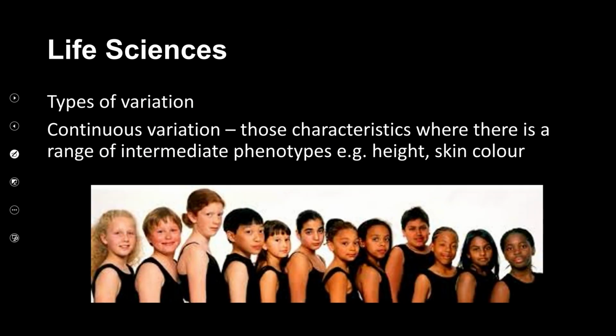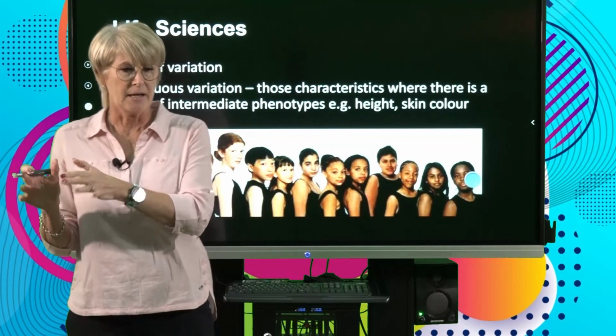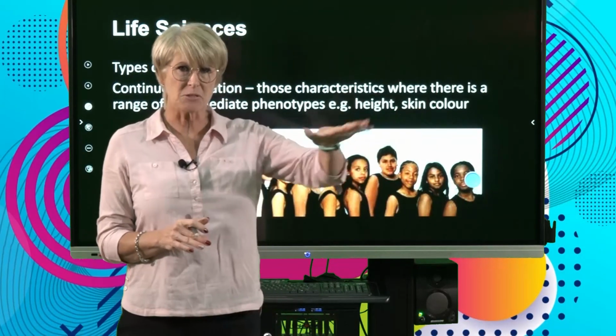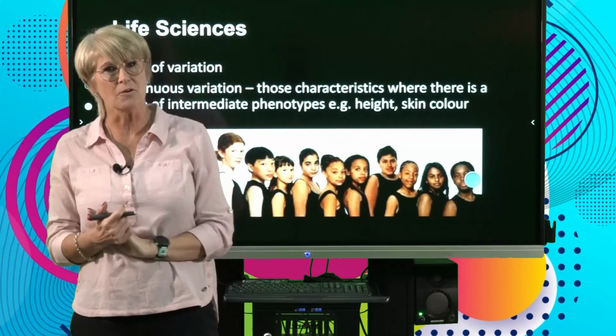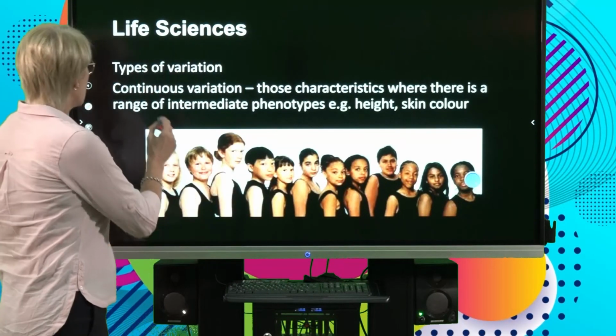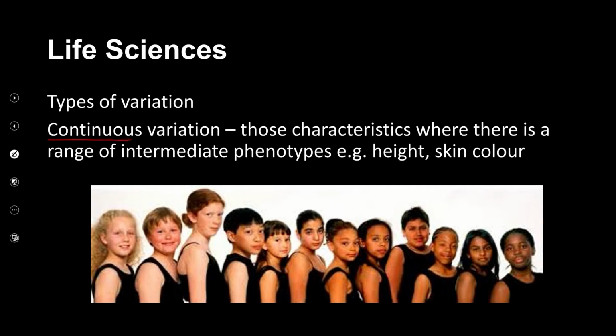Now we get different types of variation. If we have a look at characteristics, there are some characteristics that don't place individuals or organisms into specific categories. They seem to have more of a continuous variation between the different forms in the variation. And that we then call continuous variation.